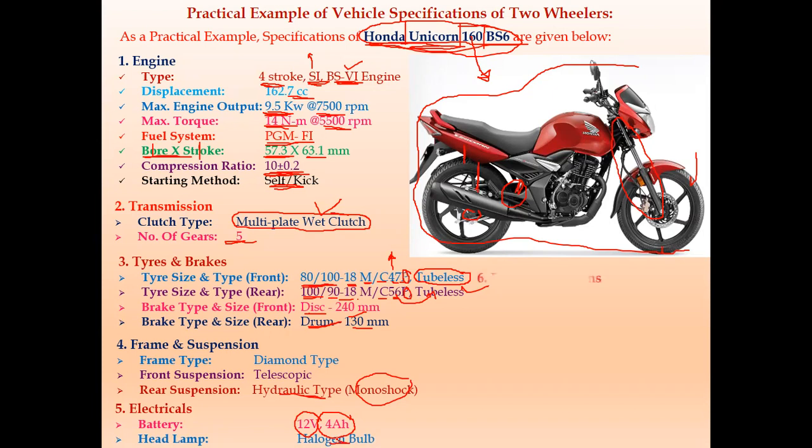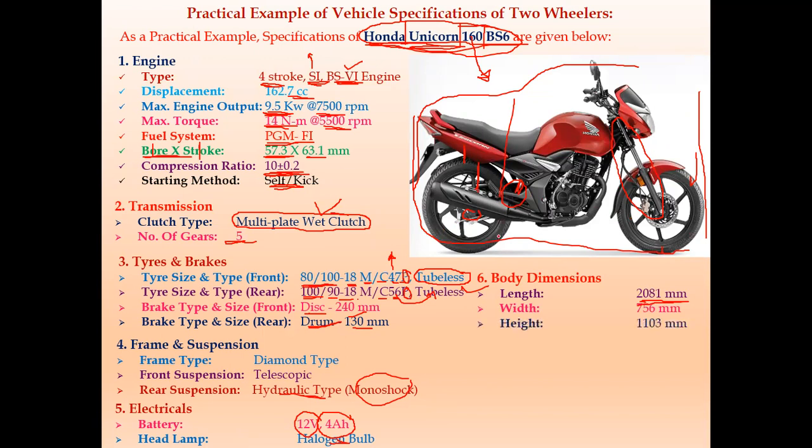Now next, we have body dimensions. The first dimension is the length. The length is 2081 mm. So this is the length of the vehicle, from this point to this end. Next, we have the width. In this direction, we have the width. The width is 756 cm.